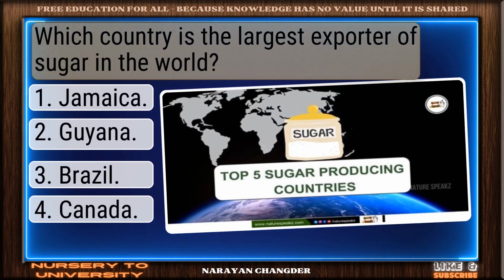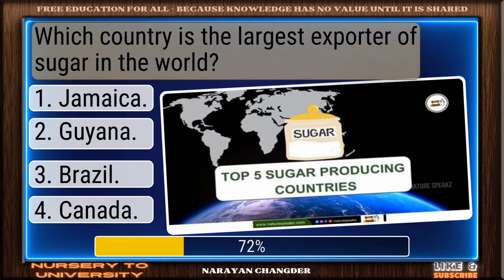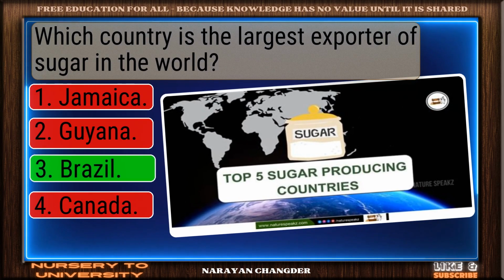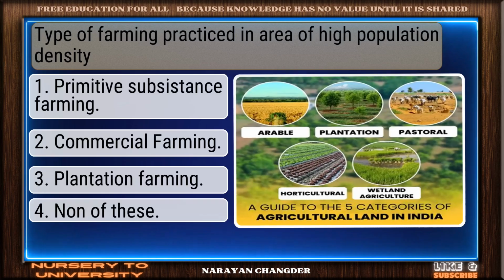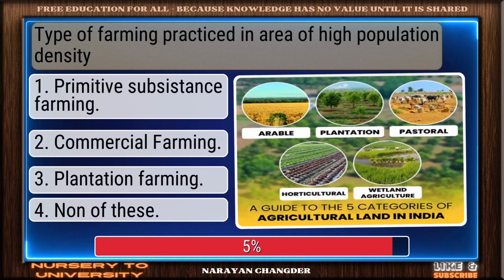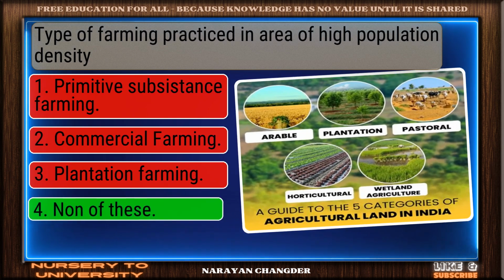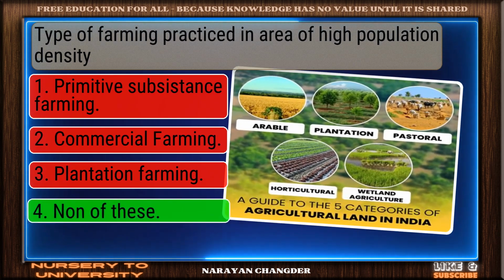Which country is the largest exporter of sugar in the world? Right choice. Brazil is best. Type of farming practiced in area of high population density? Solid response. None of these is valid.